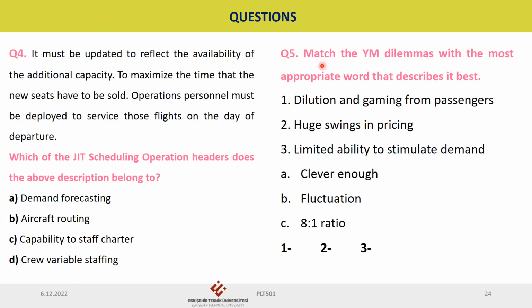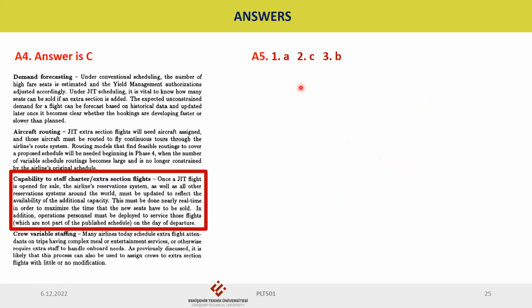Okay, the fifth one, match the yield management dilemmas with the most appropriate words that describe them best. Dilution and gaming from passengers, which is the dilution. This is not written in my slide, but I said dilution and gaming from passengers, which is being clever enough. Okay, maybe huge swings in pricing, maybe fluctuation. Third one, limited ability to stimulate demand. Okay, we will see the answer. The first one is A, the second is C, and the third is B.